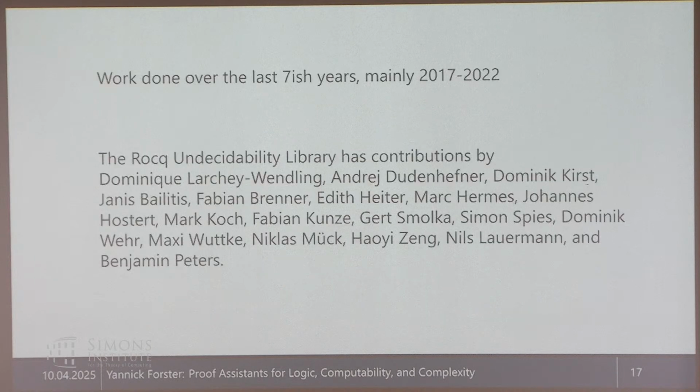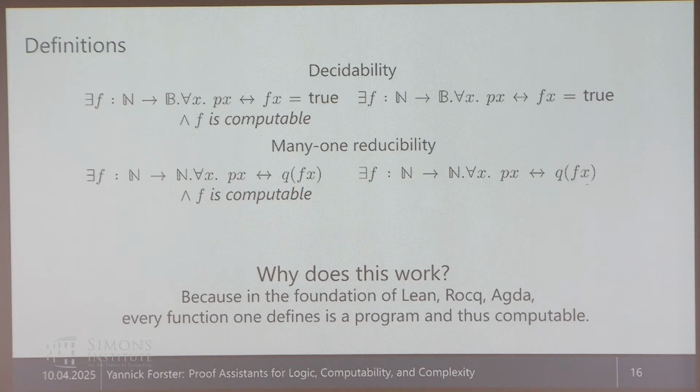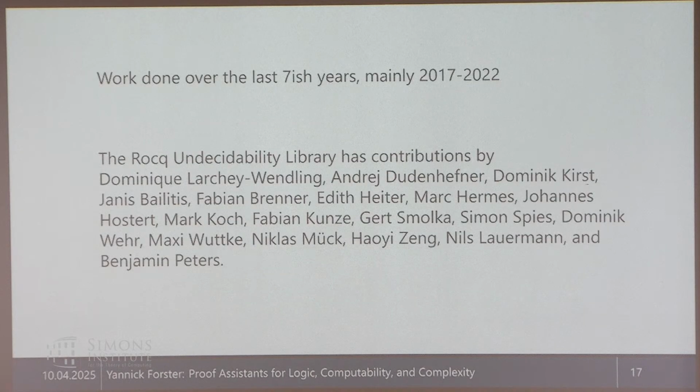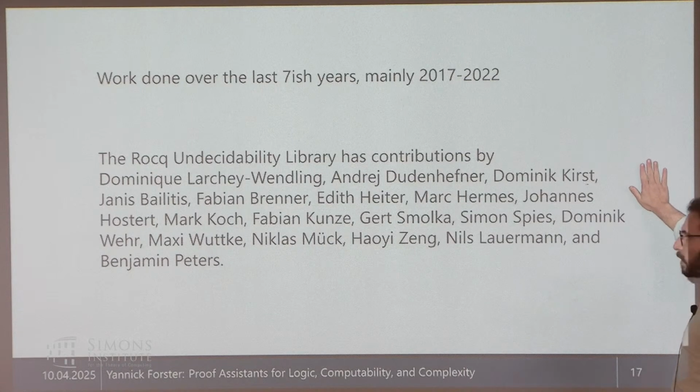And that was a long project that ended in the ROC library of undecidability proofs. Again, it could have been done in the other systems. It was about seven years, started around 2017, mainly until 2022, with a long list of people. Most of these people were bachelor students or master students at the time. I'll go back to this later.